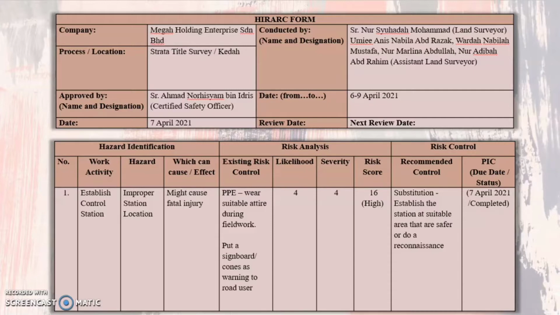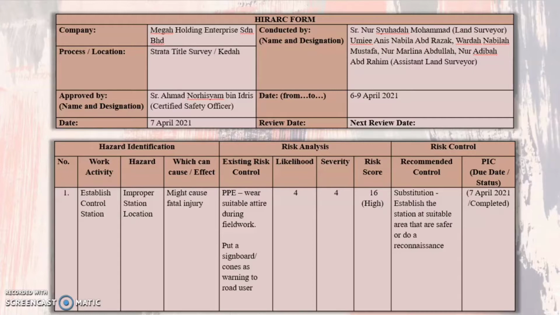The likelihood of these cases is 4. This is because there are many occurrences that could happen to them, thus making the hazard not unusual, while the severity of this hazard is also 4, which is quite high, as the incident could lead the worker to face fatal injury. Referring to the formula, the risk assessment is 16, which falls under the high category. Hence, immediate action is required for the risk control to reduce the hazard.